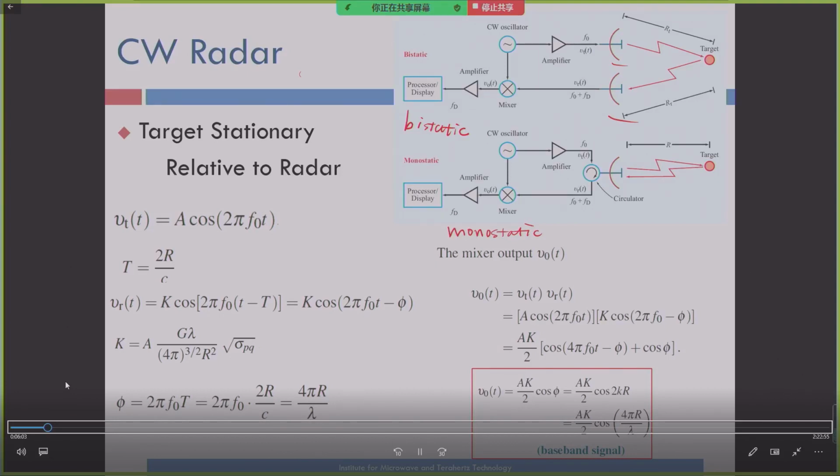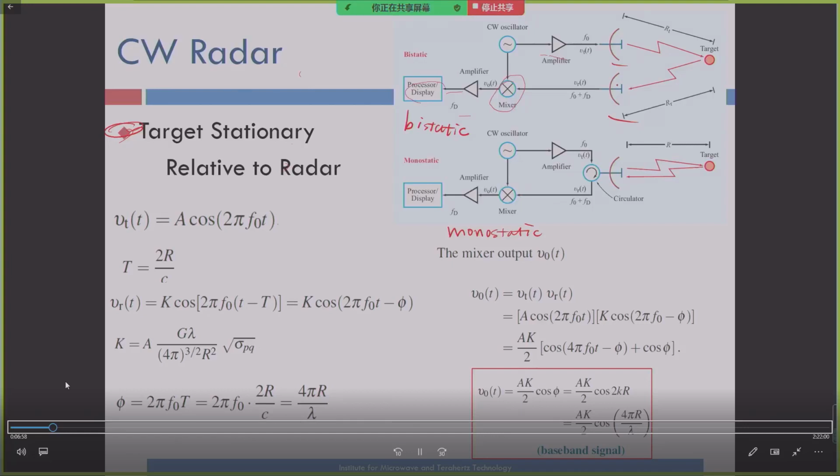The bistatic means it has two antennas, and the monostatic means it has one antenna. For the first one, here is the transmitter, the CW oscillator and amplifier, and then it is radiated from the antenna and interacts with the target, then reflected back to the receiver. Here there is a mixer which combines the received signal and part of the transmitted signal, or a copy of the transmitted signal, to do the down conversion. Then the amplifier and the processing and display. The same thing applies for the monostatic configuration.